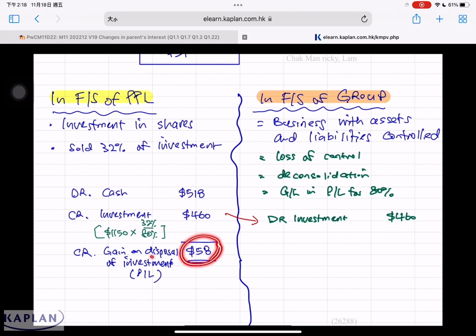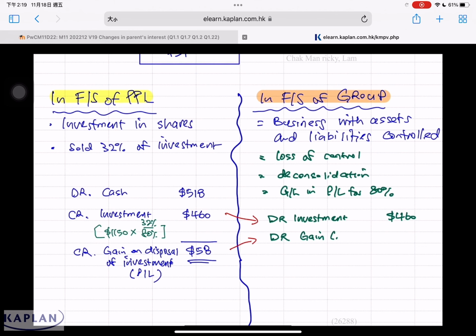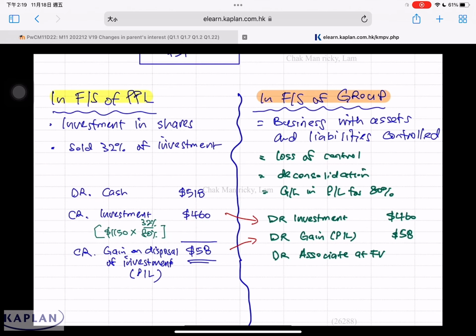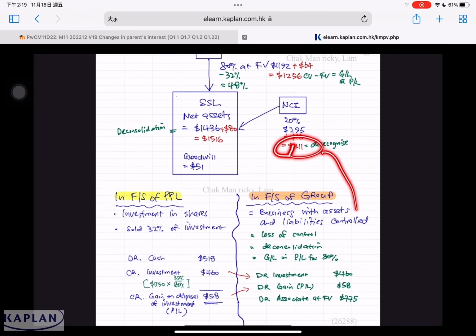This gain is a gain on disposal of investment. At the group level, it's not a disposal of investment, so debit to reverse the gain, 58. The remaining 40%, unless the question indicates otherwise, assume this is an associate. This must be measured at fair value. From the day when control is lost, it becomes an associate, and it must be measured at fair value. The fair value of the remaining 40% is 775. This becomes the cost of the associate, 775.